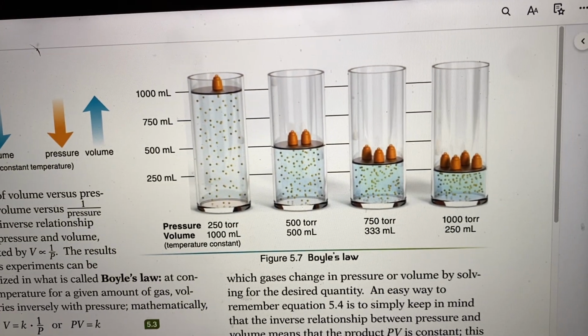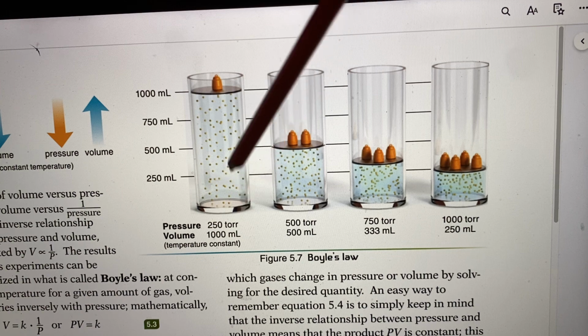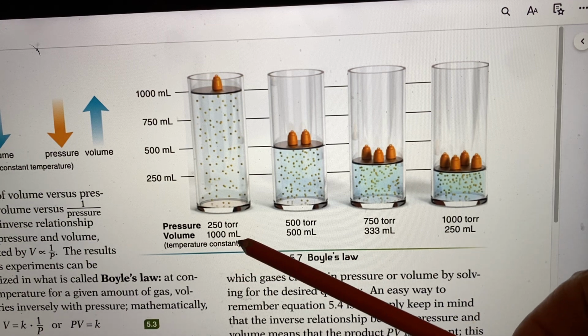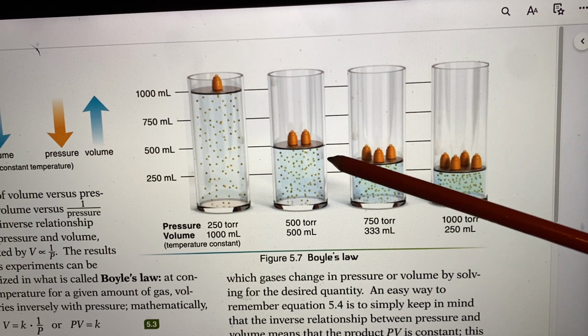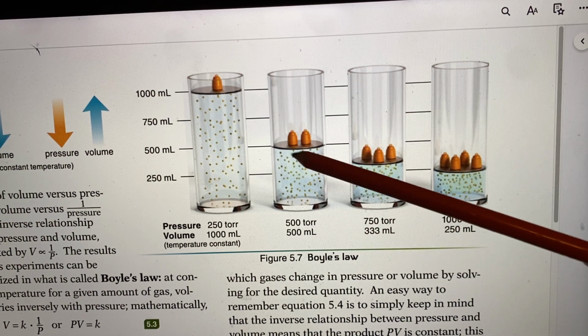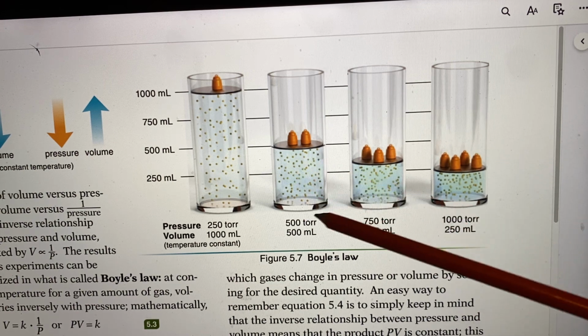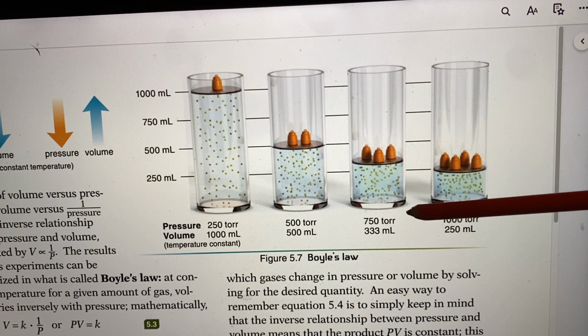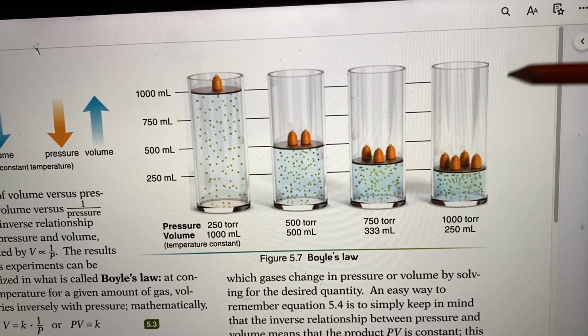Here's a picture of it. You see here, the pressure is 250 torr. See how these molecules and the pressure are kind of represented. And the volume is 1,000 milliliters. Well, as we decrease the volume here, the pressure is going to increase. The air is being compacted and is going to be tighter. So here we go on to the pressure of 750 torr and 330 milliliters. So you can see the inverse relation up to 1,000 torr to 250. So as you can see, as the volume decreases, the pressure increases in gas.